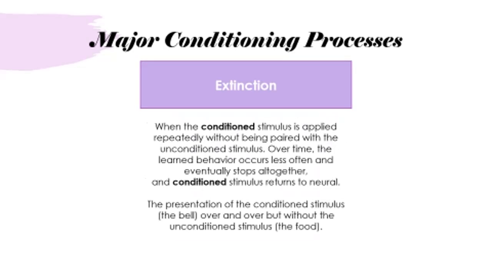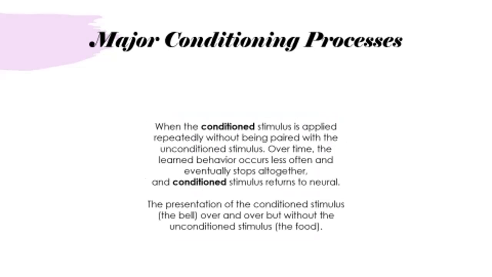Extinction is when the conditioned response either stops or decreases when the conditioned stimulus is repeatedly presented alone. An example of extinction from Pavlov's dog experiment is the presentation of the conditioned stimulus, the bell, over and over, but without the unconditioned stimulus, the food.